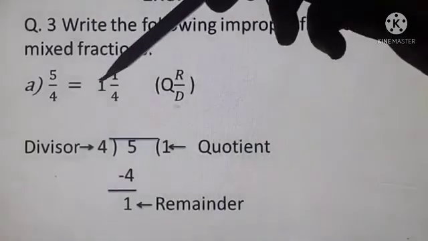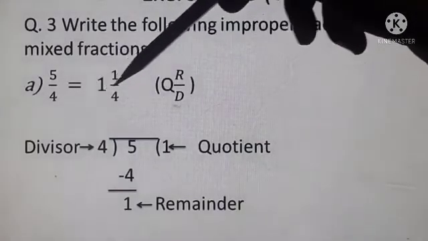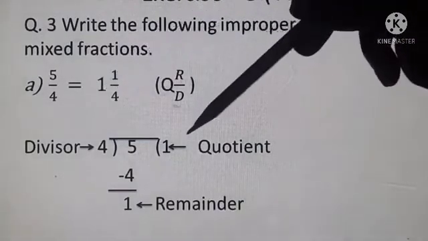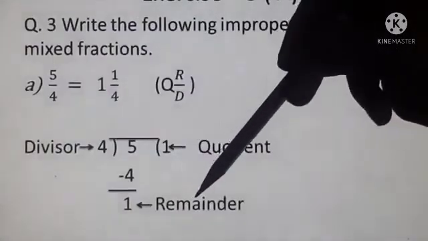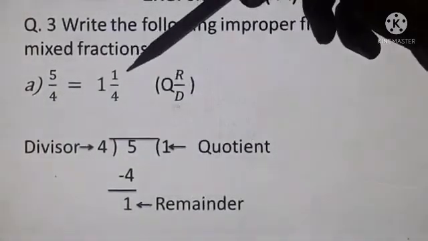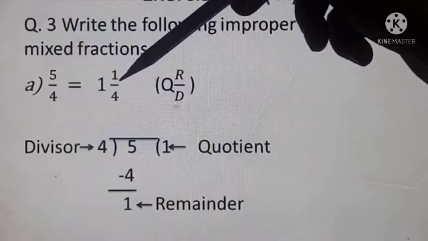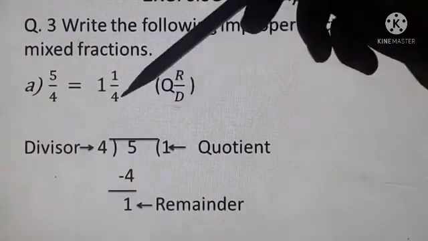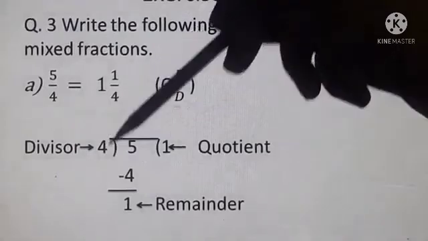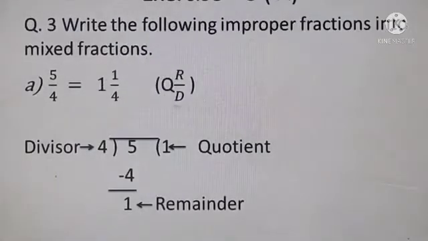Quotient is 1. Then we will draw this bar. Above the bar we will write down remainder. So remainder is 1. So numerator will become 1. And below this we will write down divisor. So denominator will become 4. So our mixed fraction is 1 by 4.